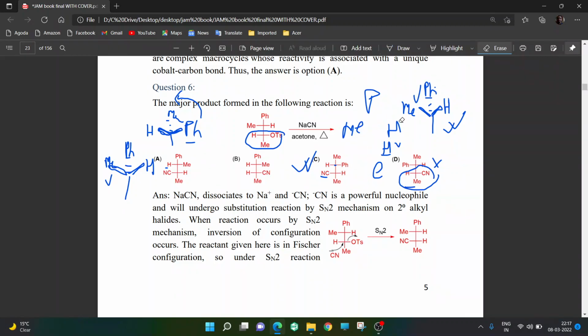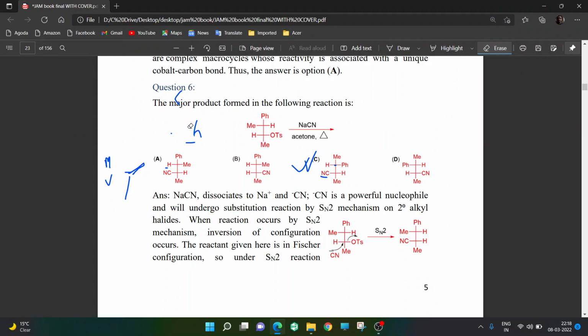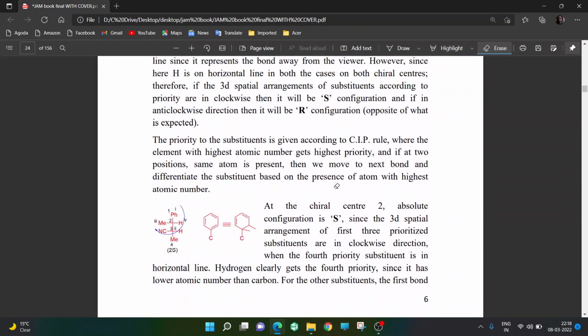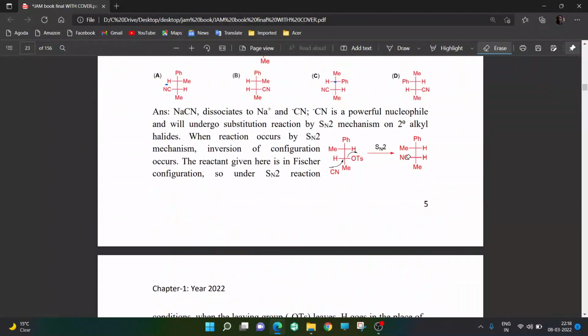Another way will be to look at the absolute configuration. Okay, let's look at the absolute configuration also for the product formed and see if C is the right answer. So what we saw? We saw that the product is this. Let us look at the product. Yeah, this is the product.